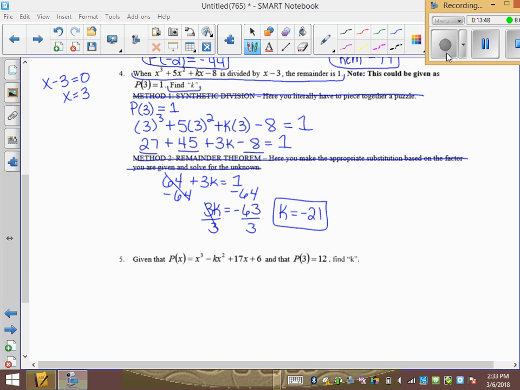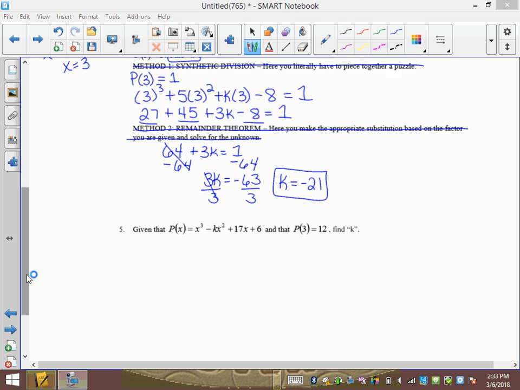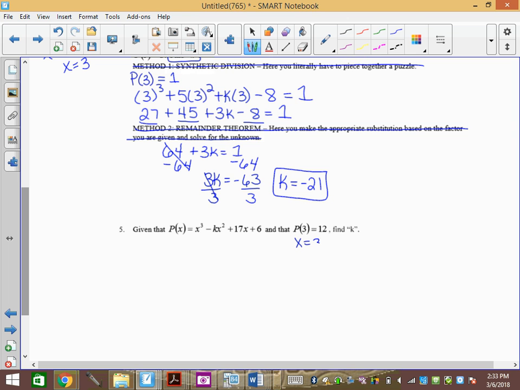So we have P of 3 equals 12. So that means x equals 3, and the remainder is 12, correct? That's another way of saying it. Or what could they have said the factor is? Divided by what? X minus 3. And then they could say the remainder is 12. Find k, correct? That's another way they could say it. Given that P of x is divided by x minus 3, the remainder is 12, find k.